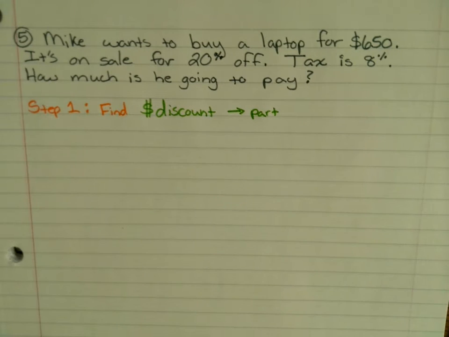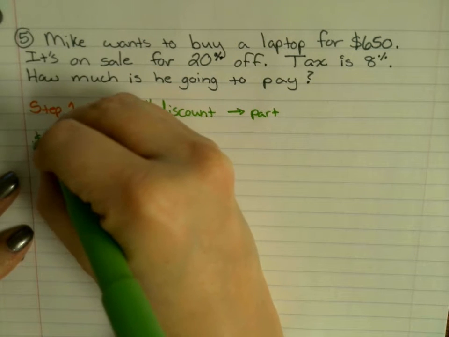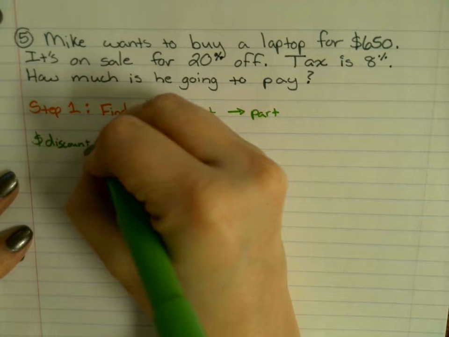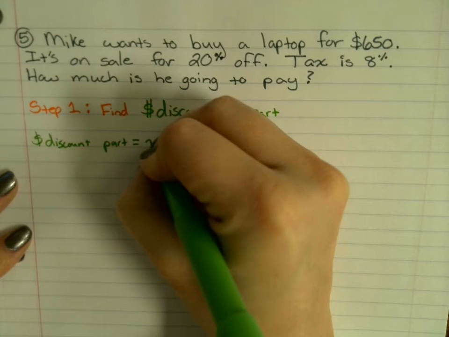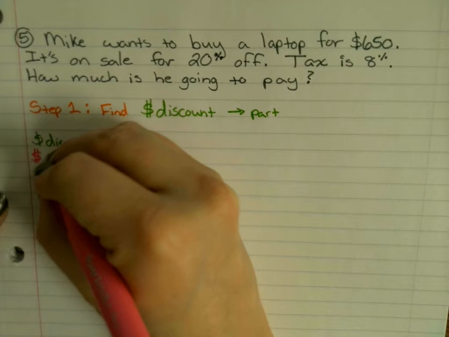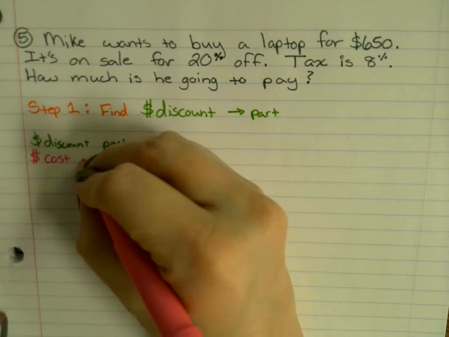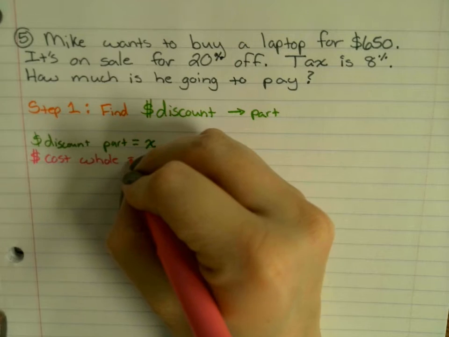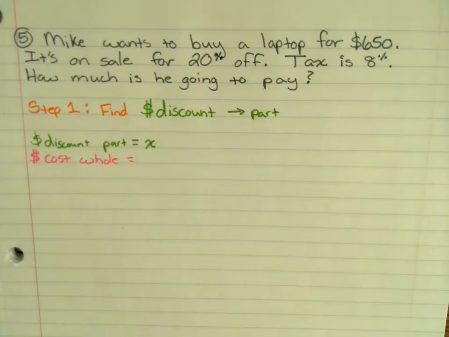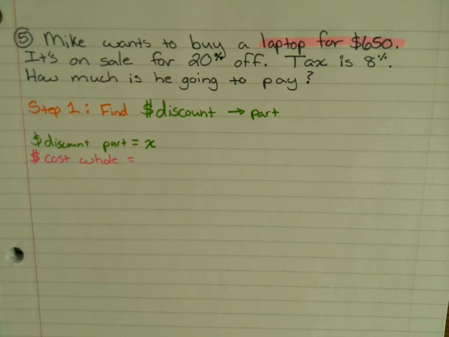So in order to do that, my money version for my discount, my part, that's missing. That's what I need to find. So the fact that I know I need to find that, I'm going to go ahead and put X. Remember that your money cost, how much an item costs you, or how much you are spending, that is the whole. So in this problem currently, we know that the cost of the laptop is $650. So I'm going to put $650 for the whole.